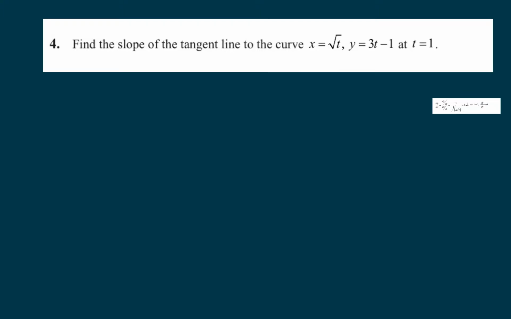This problem says find the slope of the tangent line to the curve x equal t to the 1 half and y equal 3t minus 1. It says find the slope at t equal 1. Okay, the slope is the derivative of y respect to the x. How we can do the slope?